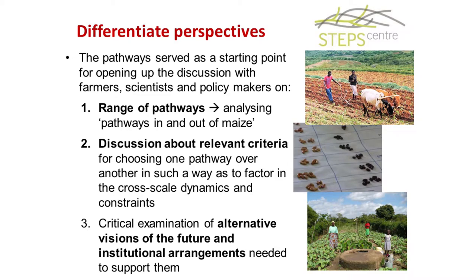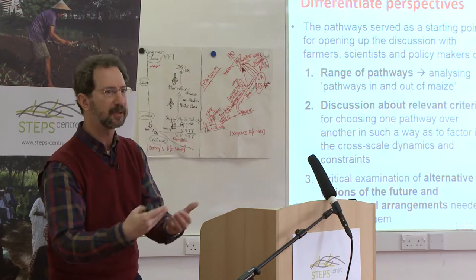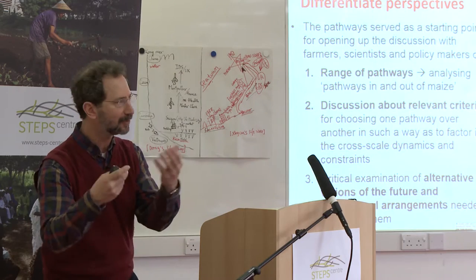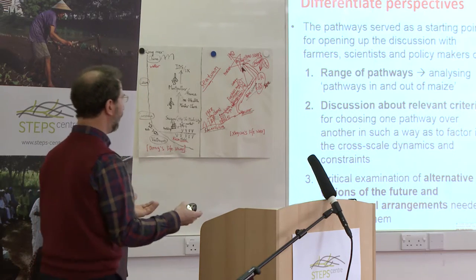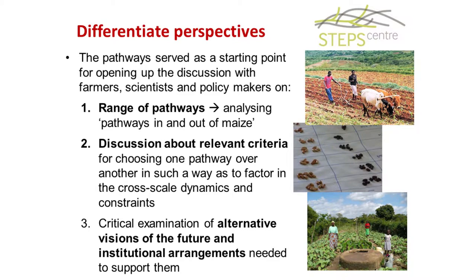And then we went through a process of differentiating the perspectives, because we recognized that this was a starting point for a conversation with a range of different actors, getting them to think about these pathways, of bringing these to them and saying, do these look plausible to you? This is what we think we've heard in our conversations with you as experts, scientists, as policymakers, as farmers. And then getting them to start thinking about, well, what are the criteria they would use for making judgments about the strengths and weaknesses, the good points and the bad points about these.